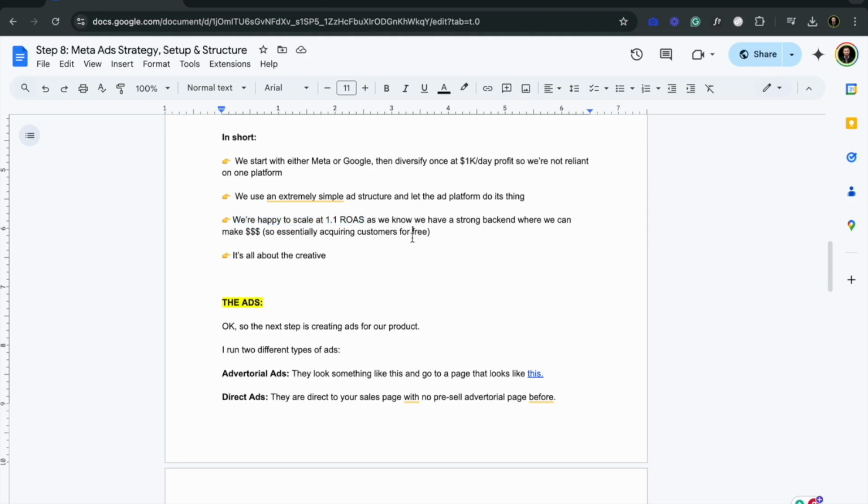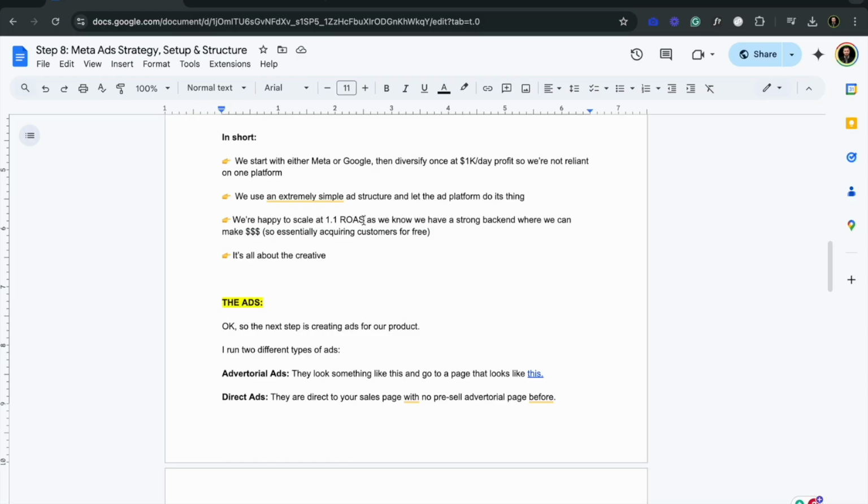So what that means, if you don't know what ROAS means, it means return on ad spend. So if I put in $1 and I get $2 back, that's a 2 return on ad spend. So 1.1, if I put in $1 and I get $1.10 back, that would be 1.1 ROAS. Okay, so the reason I'm happy to scale at that is because we're selling digital products. There's no fulfillment costs, there's no inventory costs. Basically, there's no cost apart from the ad spend, really.